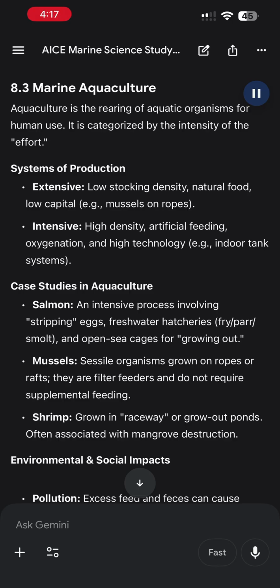Case studies in aquaculture: salmon, an intensive process involving stripping eggs, freshwater hatcheries, fry/parr/smolt, and open sea cages for growing out. Mussels, sessile organisms grown on ropes or rafts. They are filter feeders and do not require supplemental feeding. Shrimp, grown in raceway or grow-out ponds, often associated with mangrove destruction.